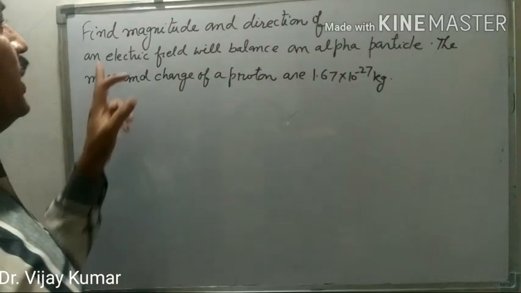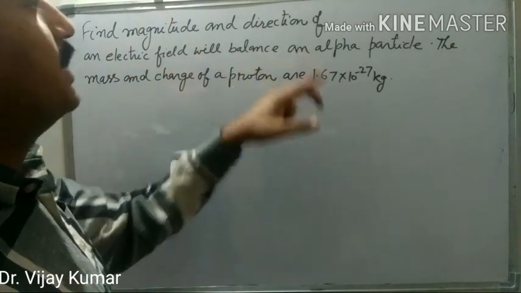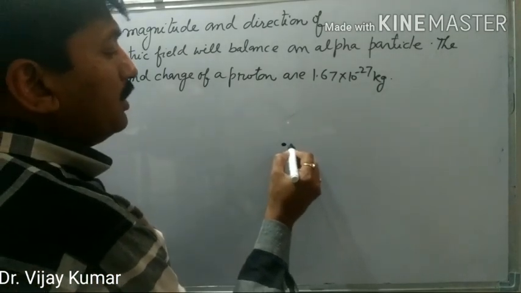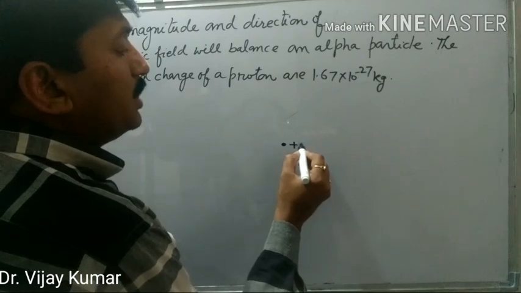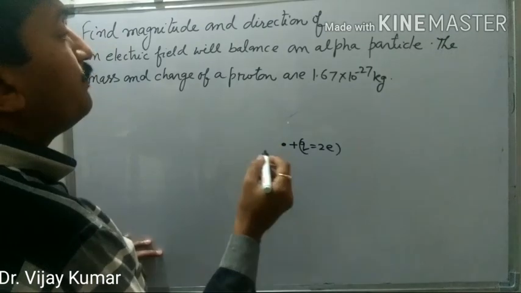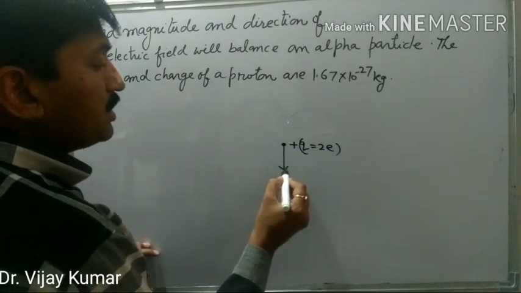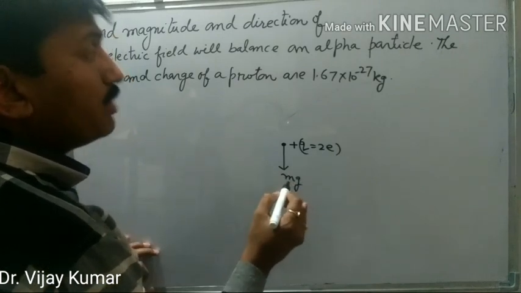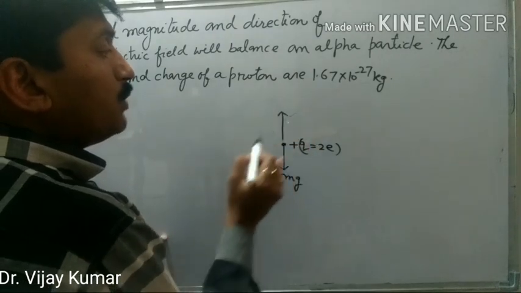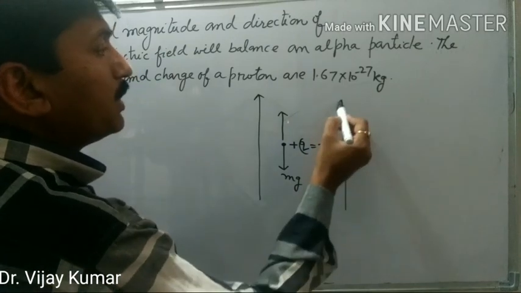Next problem is to find magnitude and direction of an electric field that will balance an alpha particle. Suppose this is an alpha particle, having positive charge equal to twice of electron, and it is balanced by some force. We know that gravitational force is always working in downward direction, and it will be balanced by upward force. It means direction of electric field should be in upward direction.